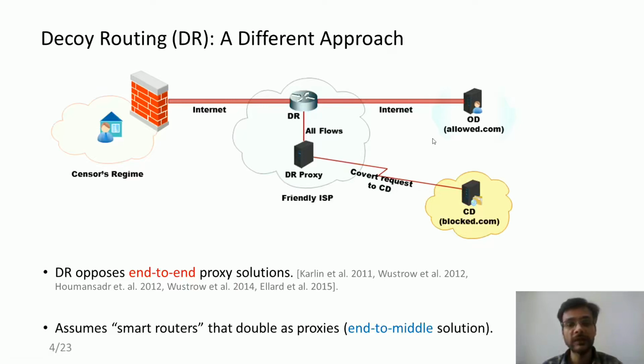However, on the path from the client to the overt destination, there will be a smart router sitting in between which will recognize with the help of a secret handshake that these packets which are being sent from the client to OD are actually intended for the covert destination, and it will in real time deflect these packets to the covert destination and the client will be able to access CD content.